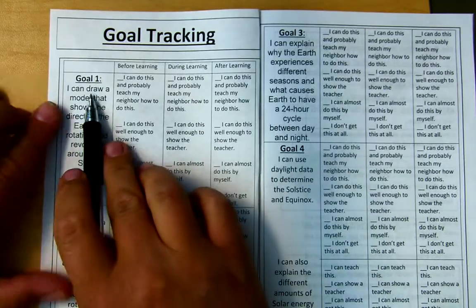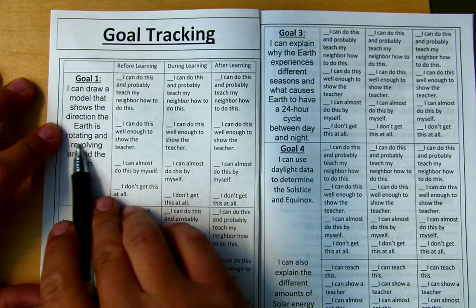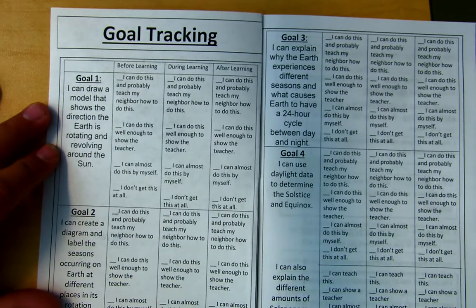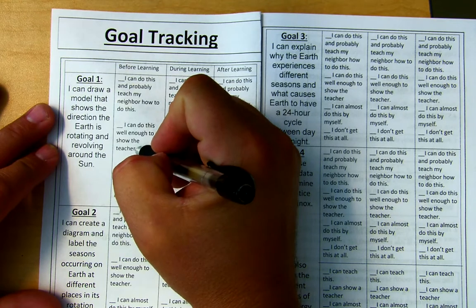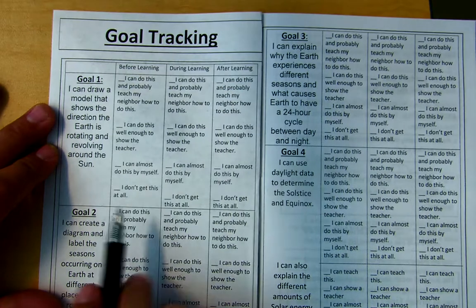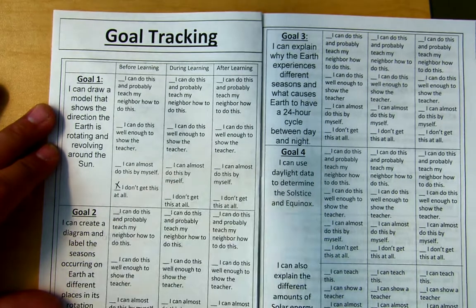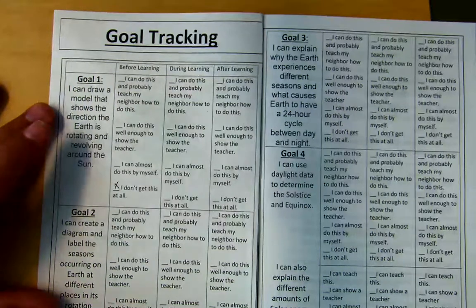Our first goal is I can draw a model that shows the direction the Earth is rotating and revolving around the sun. If you could draw me a picture that shows that, and you said, I could do this so well, Mr. Jensen, I could show you, then check that box right there. If you say, I can almost do this by myself, check that box. If you're saying, no way, Mr. Jensen, I don't get this at all, check that box. That's before you start this booklet.